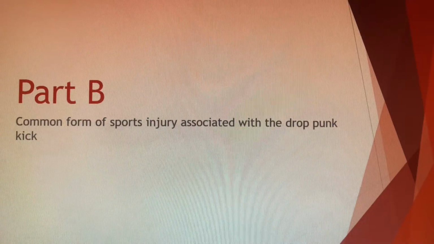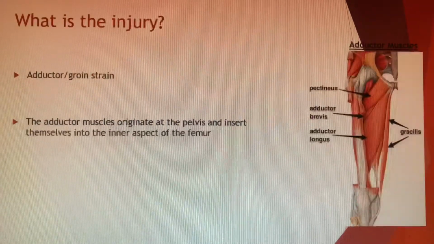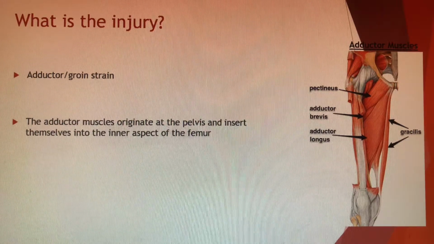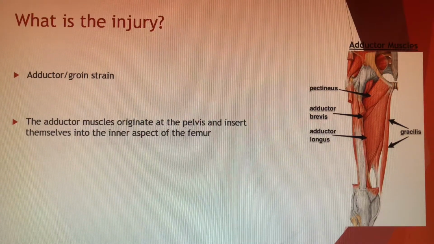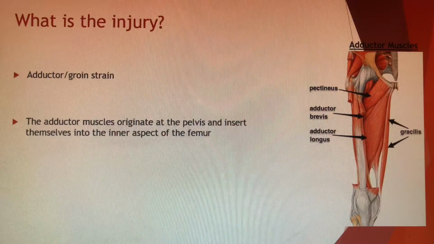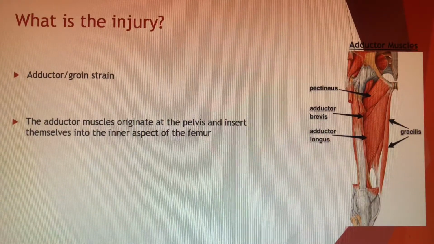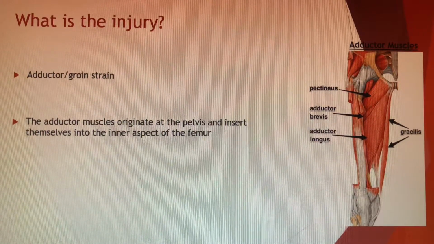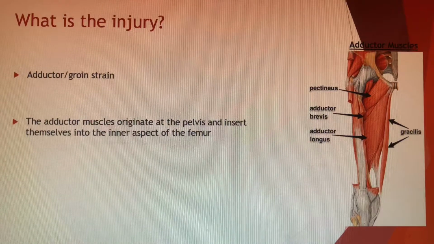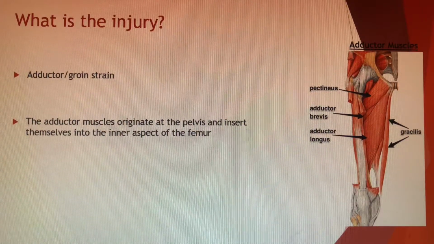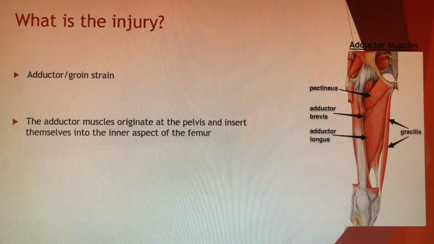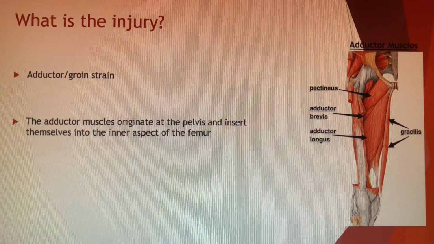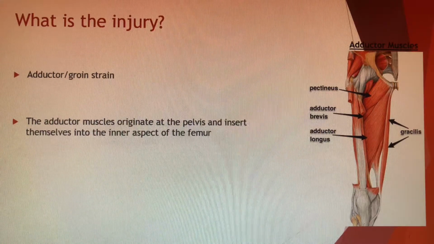So what injury is involved in the drop punt kick? The adductor strain or groin strain is one of the more common injuries caused by the drop punt kick. The adductor muscles originate at the pelvis and insert into the inner aspect of the femur. When performing a drop punt kick, the adductor muscles are stretched and can be overstretched, causing significant swelling and pain. The muscle becomes forcibly stretched while being concentrically contracted, with the greatest eccentric tension placed on the adductor complex when the leg is rotated and abducted.